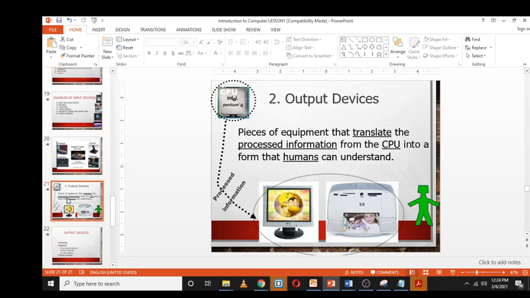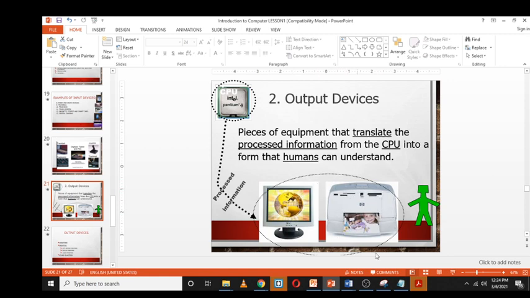Now let's talk about output devices. Output devices are just the opposite of input devices. Input devices put data within the computer. Output devices display or take out data. Now they say output devices are pieces of equipment that translate the processed information from the CPU into a form that humans can understand. For example, we have a screen, right, which is your monitor. So your monitor is an output device because it displays information.